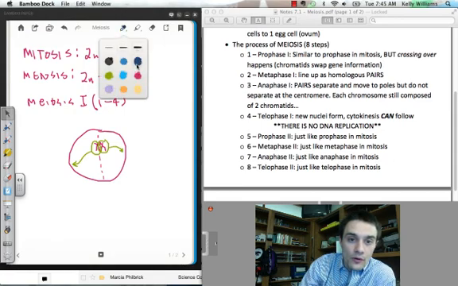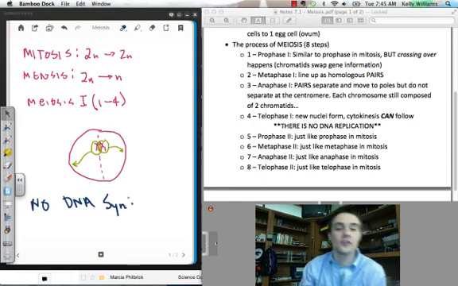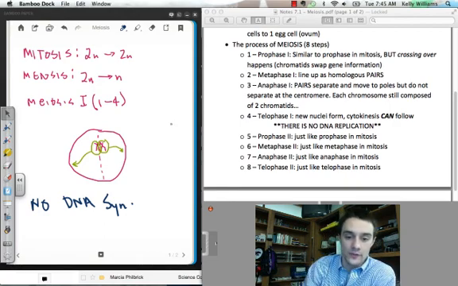there is no, I repeat, there is no DNA replication. I'm going to put synthesis. There is no DNA replication. There is no making of more DNA because we are halving the genetic information.